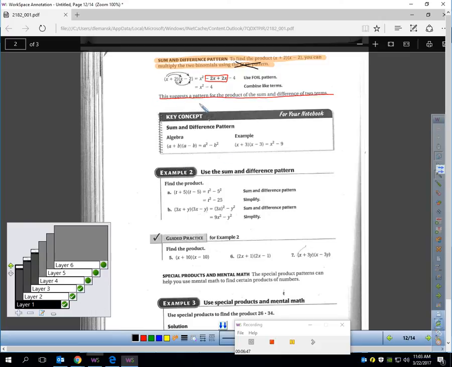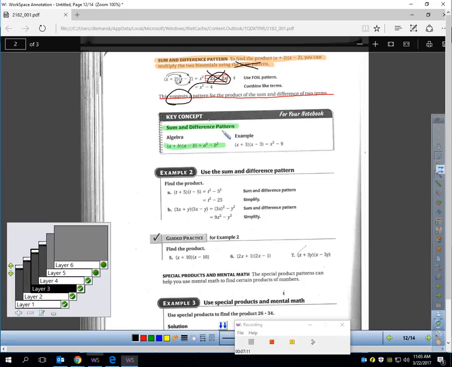This suggests the pattern for the product of the sum and difference of two numbers. When they say suggest, what they're saying is if you look carefully, because we had the sum and difference, we're adding and subtracting the exact same binomial, the middle terms will cancel out. Well, if that happens, it's easy.